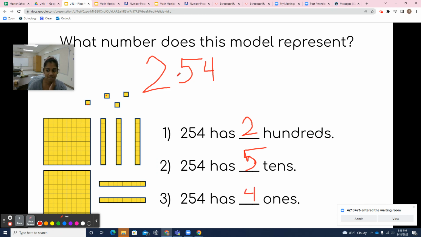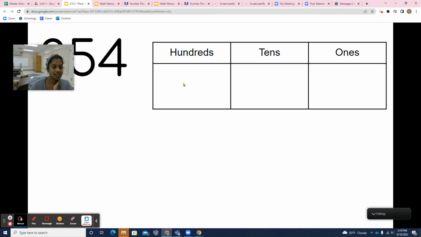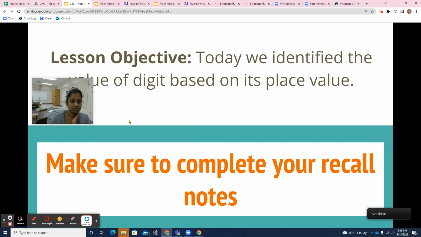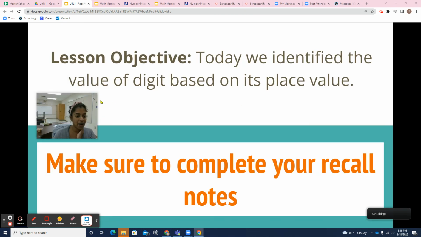All right, fantastic. Let's go over to our next slide. We already did that part. Now we're going to read our lesson objective because we're done with the lesson today. Our lesson objective was: today we identified the value of a digit based on its place value.